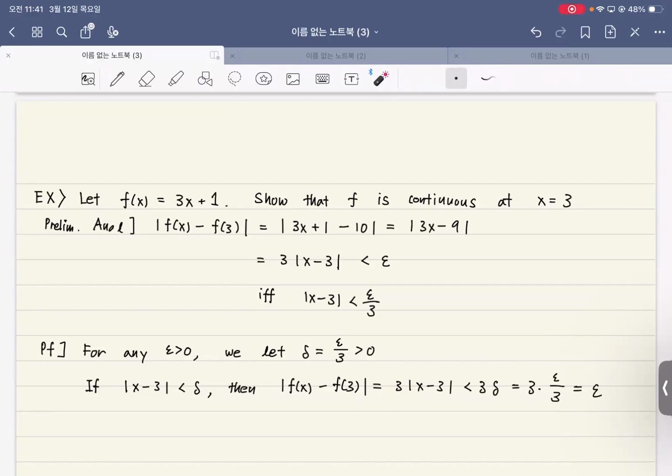So therefore, if I set this as my delta, then this delta satisfies the condition. So if the absolute value of x minus 3 is less than delta, then the function value f of x minus f of 3 is less than epsilon. So that means for this epsilon, I could find the delta satisfying the condition. But the choice of epsilon was completely arbitrary. Therefore, I can say for every epsilon, I can find delta. So the function is continuous. Okay.